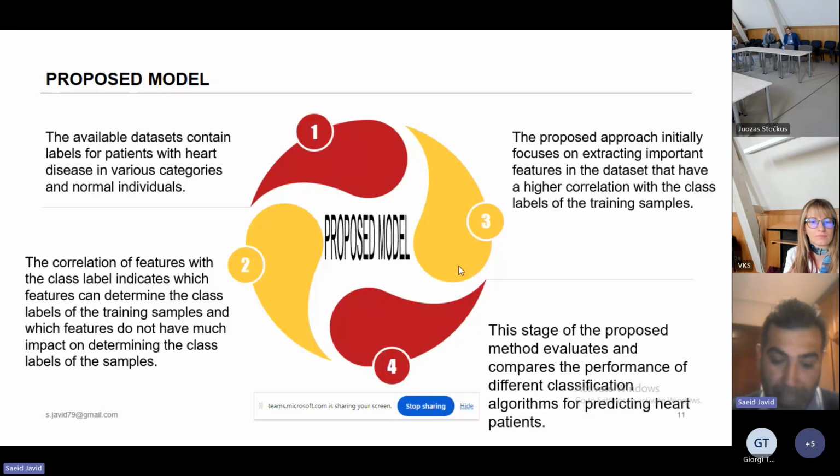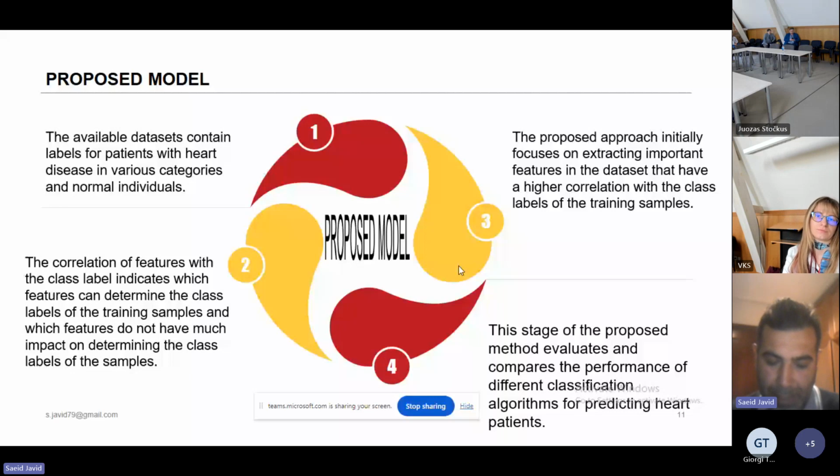In this article, after extracting the essential features, the selected features are used as input in the preprocessing step for predicting heart patients. In the second step of this method, 5 different classification algorithms, including decision tree, nearest neighbors, neural network, naive Bayesian, and support vector machine, are used.